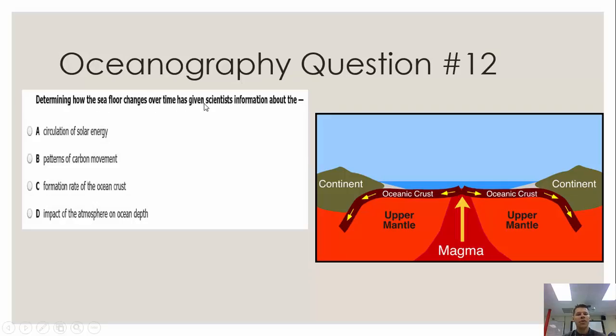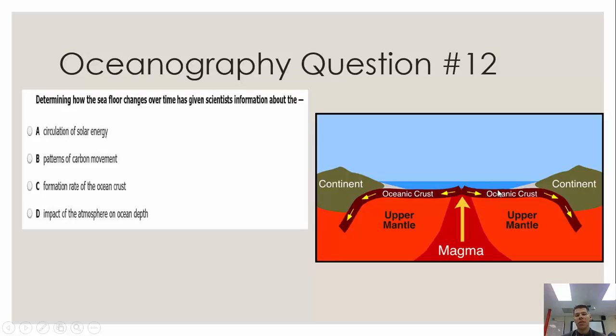Determining how the seafloor changes over time. It's given scientists information about the... Alright, so let's look at this real quick. Our picture over here shows how seafloor is constantly being recycled. In the center here, we have an underground chamber of magma rising up at a divergent boundary where the land is being pulled apart. So in this center area, we have our new seafloor being created. This is usually referred to as a mid-ocean ridge. And since this is a divergent boundary, it then pulls the land apart towards the other continents.